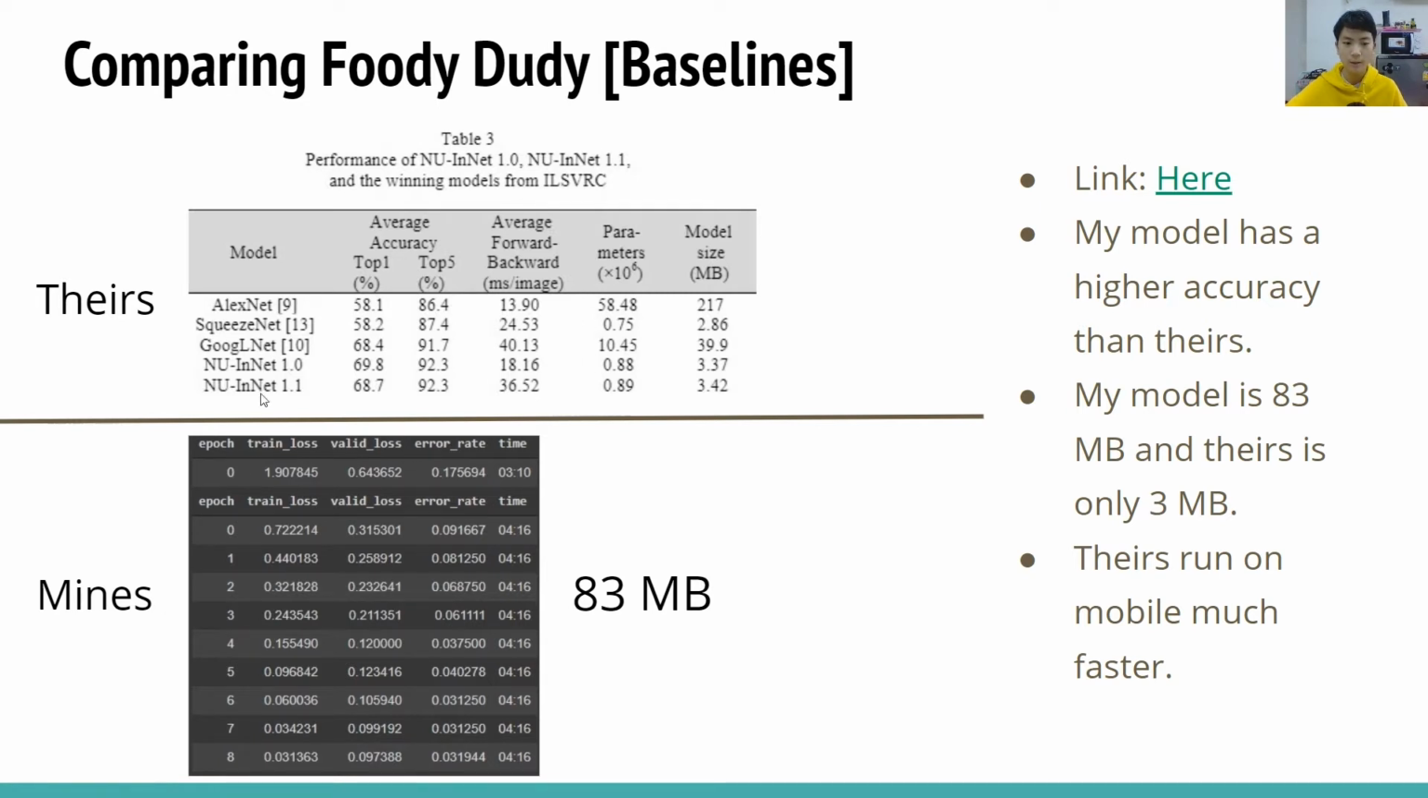However, that is one of the pros of mine. The con is that if you look at the model size over here, their two best models are 3 megabytes. That is my con right now, since my model is 83 megabytes, which is a drastic difference. So you either sacrifice the accuracy for the model size or the model size for the accuracy, and that's what I went for. If they were to have a contest with me on who would load faster on a smartphone, theirs would probably win. And that is the pros and cons and baselines.